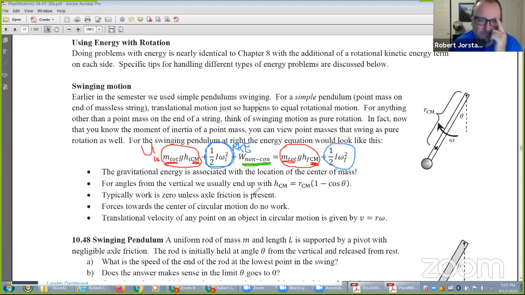All right. Summary of this. Gravitational energy, you got to do it at the center of mass. Okay. You cannot just go wherever you want now. It's got to be at the center of mass. For angles from the vertical, just like this one, remember this formula and have it memorized, because deriving this on a test will chew up the clock.